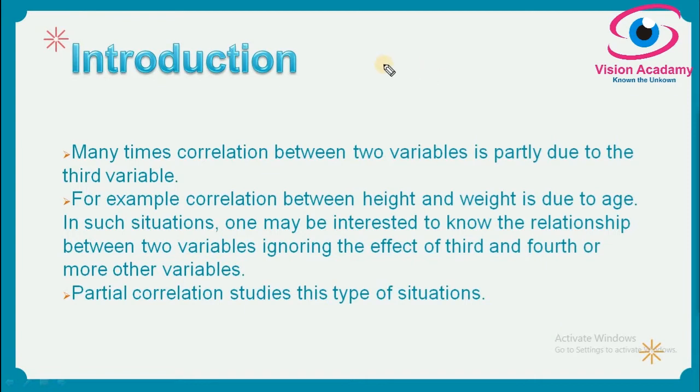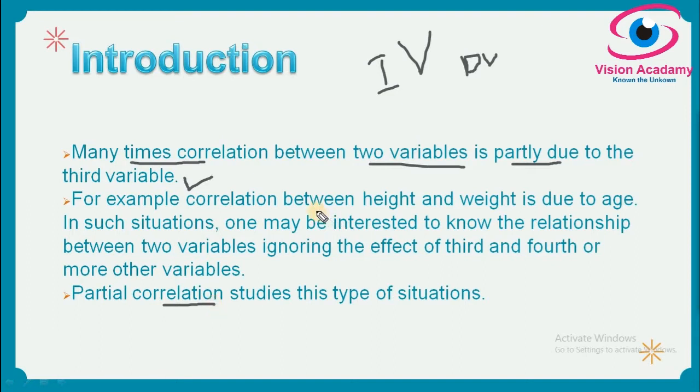In case of multiple correlation, we study the multiple impacts of independent variables on a dependent variable. Multiple independent variables affect a single dependent variable. But in many cases, the correlation between two variables is partly due to a third variable. So if the third variable's effect is negligible or needs to be removed, we use partial correlation in such situations.